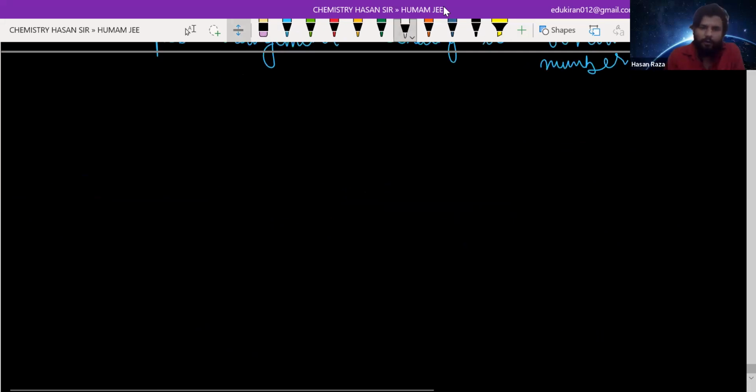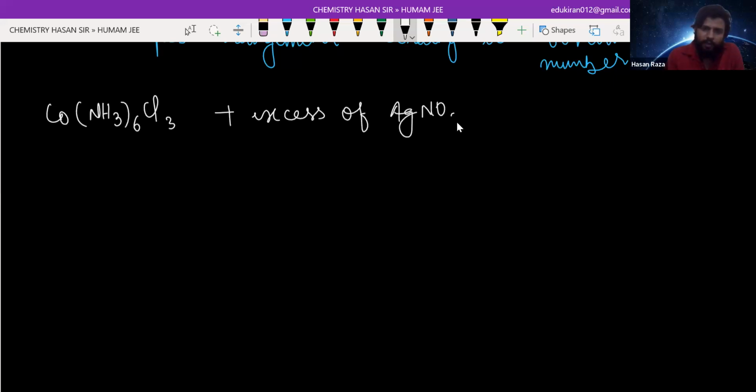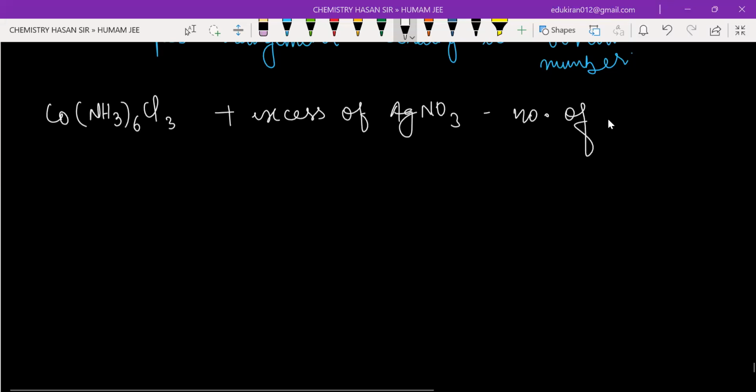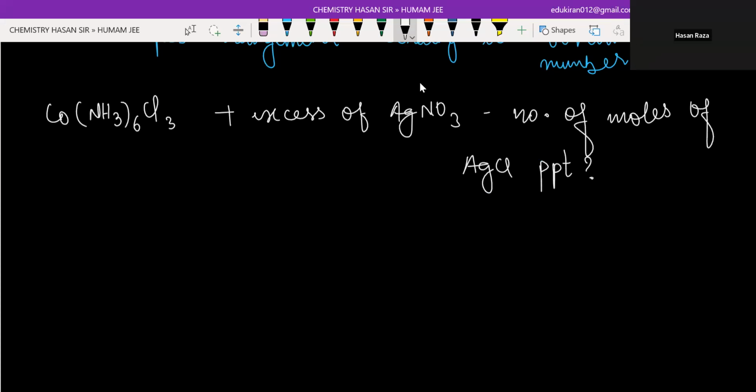Now see what type of question they ask. They will ask you like this: Co(NH3)6 Cl3. If you are going to react this with excess of AgNO3, then they will ask you number of moles of AgCl precipitated. So how you are going to solve it?